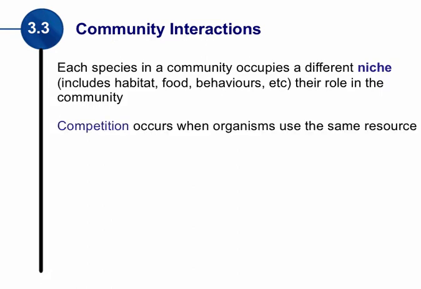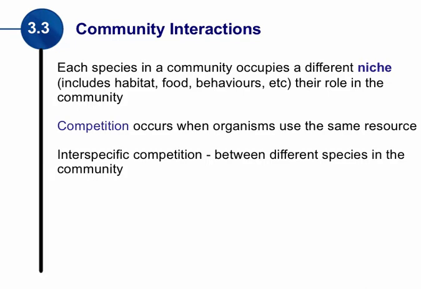When we have organisms that actually use the same resource, then we have competition in that community. So species or organisms that use the same resource compete for that resource. If we have a resource that is being competed for between two different species, we call this interspecific competition. Interspecific, between two different species. So two different types of animals trying to get the same type of food or use the same resource.